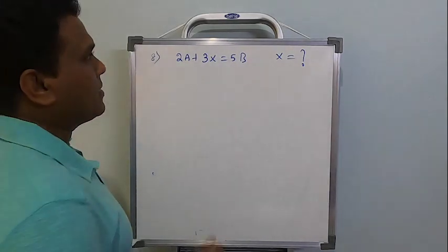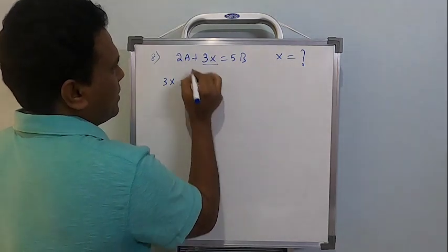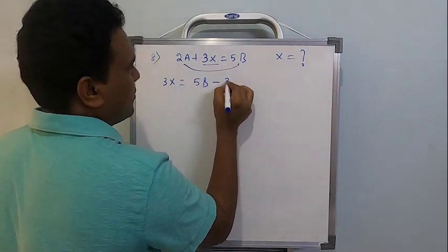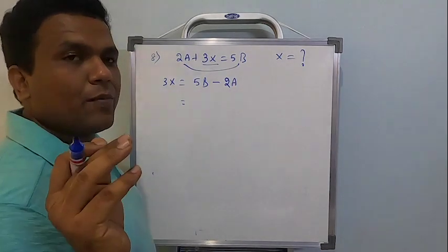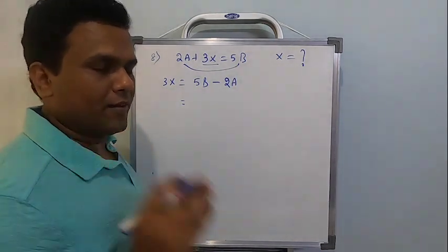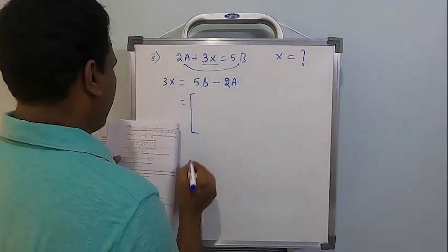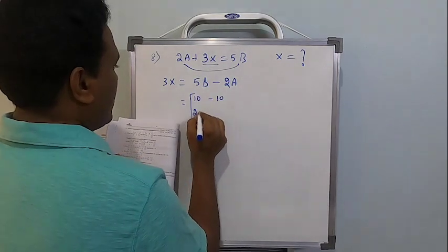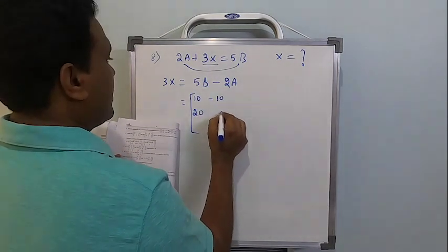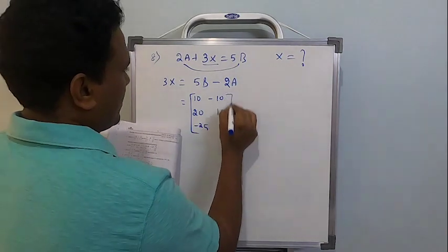I want matrix X, so let me retain 3X on the left side, then 5B. Now I am shifting 2A to the right side: 5B minus 2A. For 5B, each element of matrix B should be multiplied by 5. So what is the matrix B we have? Each element should be multiplied by 5. So it's going to be 10, minus 10, then 20, and the next is 10. The next is minus 25, and this will be 5.